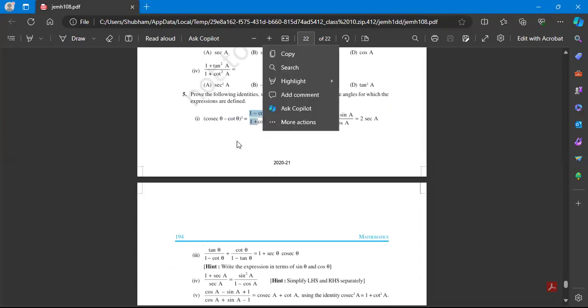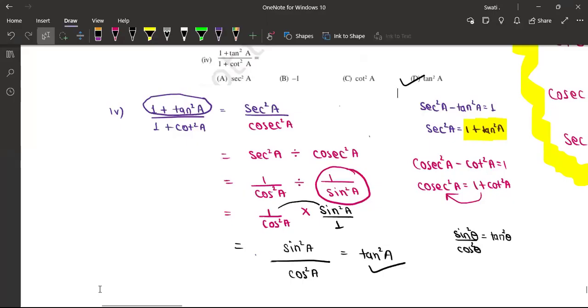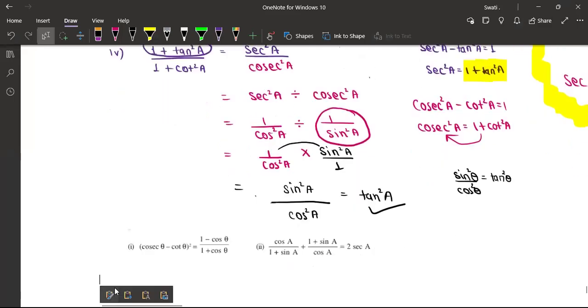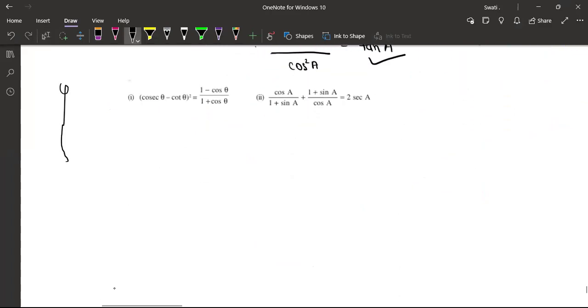Okay, let me take the picture of the first and second question, and then we'll go to another screen and solve question number 1 and question number 2. Let's try to solve as many questions as possible. So this is our question number 1 and question number 2 of question number 5. Of course, all the questions in question number 5 are proof questions. That means we just have to show LHS is equal to RHS.